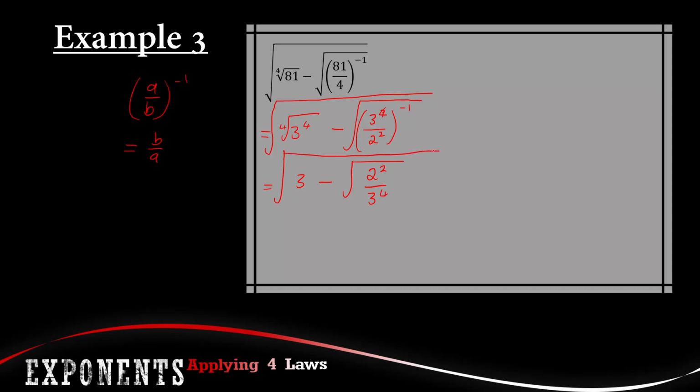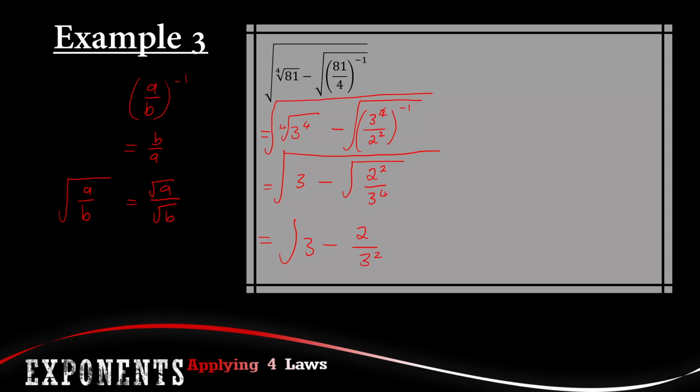Now the next step is we can take this root. If I have the square root of a over b, I can just treat it as the square root of a over the square root of b. So that's what I'm going to do here. If I take the square root of 2 to the power of 2, the exponent will just divide by 2. So 2 divided by 2 is 1, so this is just going to become 2 to the power of 1, or just 2. And then that's going to be 3 to the power of 4 divided by 2, which is just 3 squared.